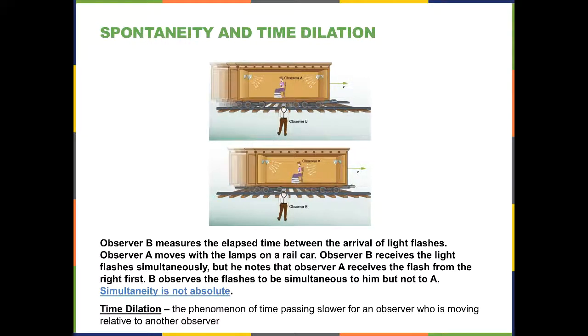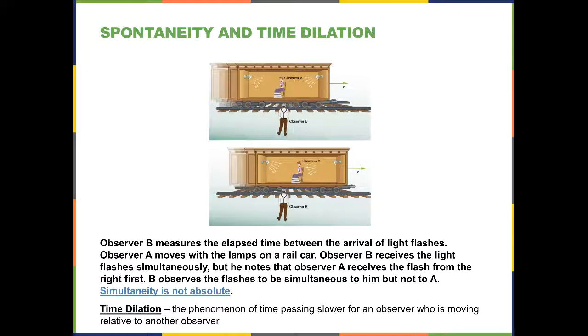And what we're talking about here is the phenomenon of time dilation. The phenomenon of time dilation is the passage of time being slower for the observer who is moving relative to another observer. So if you have one observer that is stationary and another observer that is moving, the time passes slower for that person that is moving as opposed to the person that is stationary. And that phenomenon, the fact that it is slower, is called time dilation.